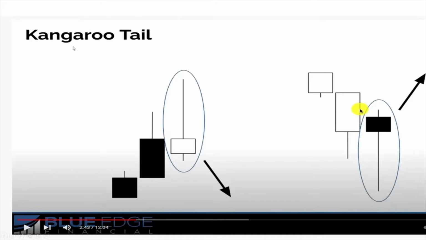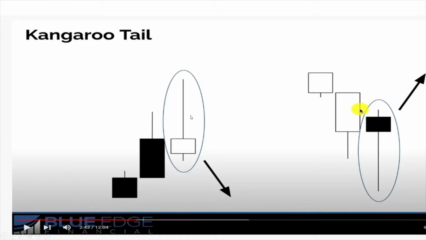So our fellow trader here says that this is the Kangaroo Tail. These are the very well-known hammer and inverted hammer candlesticks. Very simple to understand. If you don't know what a candlestick is, you should not continue watching this video. I strongly recommend going back to my tutorials.